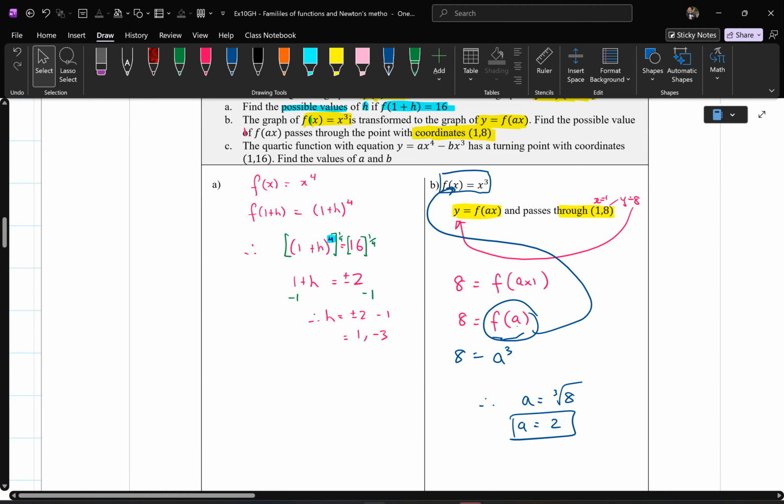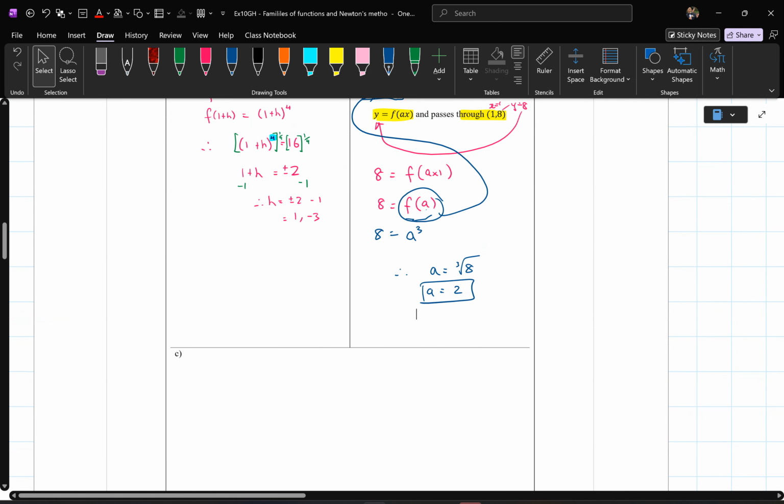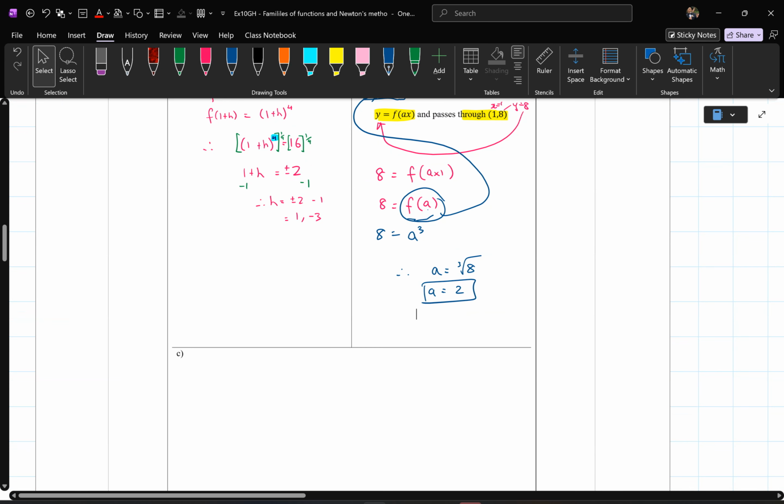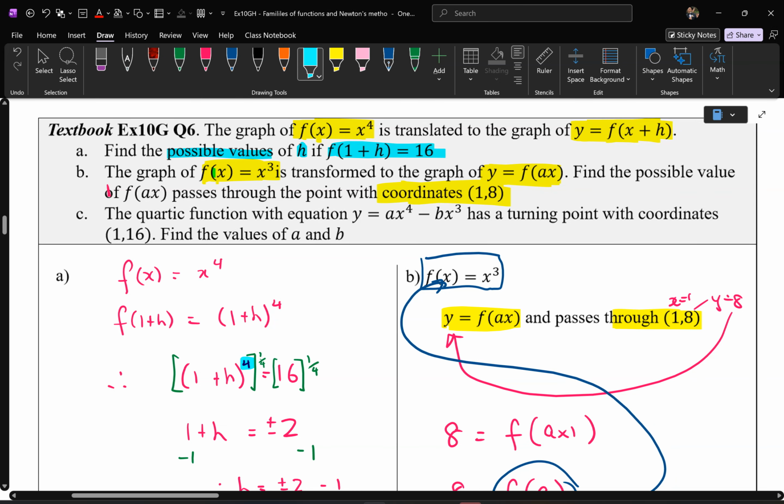Part C is similar. This time you probably likely have to do simultaneous equations because there are 2 parameters. There's a and b. It has a turning point with coordinates 1, 16. Find the values of a and b. Now, I know that most of you probably will be able to figure it out. The main thing is to get your 2 equations. How? Can someone explain to me, how do I get 2 equations from the 1 point?